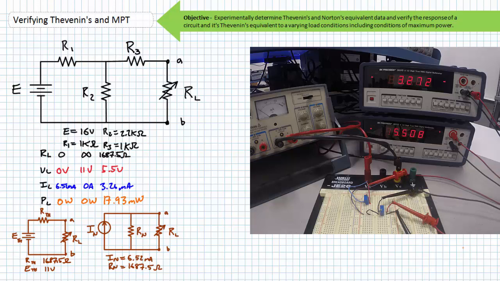In maximum power conditions, when the load resistor is adjusted to 1687.5 ohms, the ammeter reads a current value close to our anticipated draw of 3.26 milliamperes, and the voltmeter reads a value close to our anticipated value of 5.5 volts. In these conditions, power dissipated by the load is close to our anticipated value of 17.93 milliwatts.